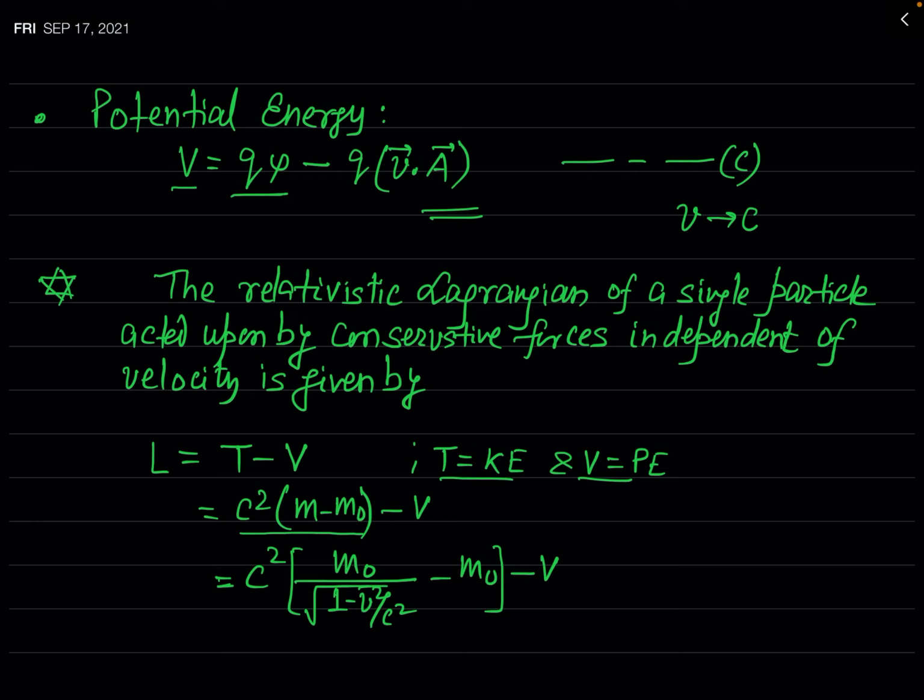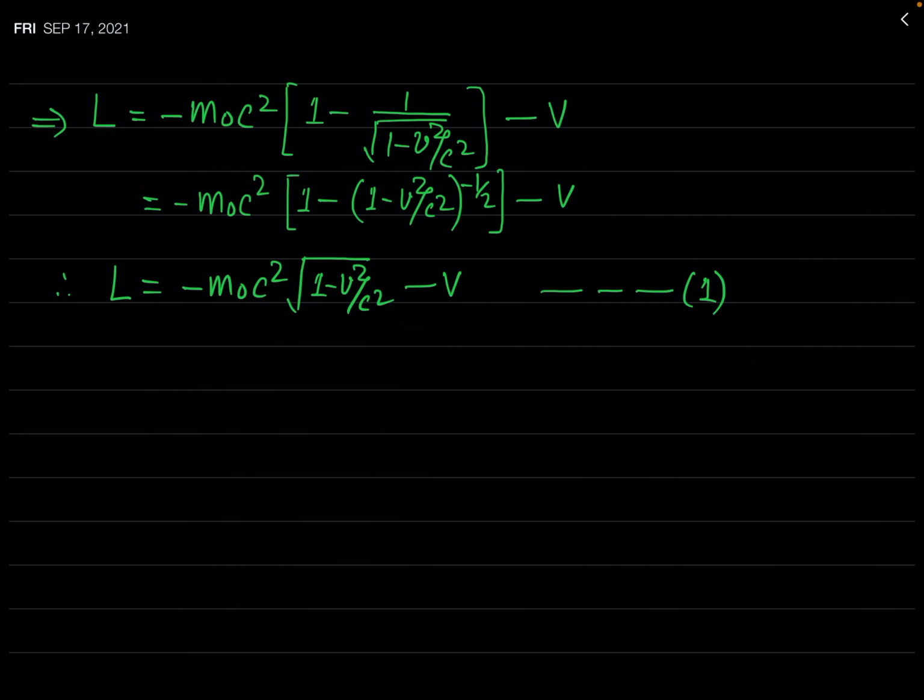Here m is the mass of the particle when it moves with velocity v. And you know from the formula of mass variation that this m is equal to m naught over the square root of 1 minus v squared by c squared. Now let us take minus m naught as a common factor. When you take minus m naught as a common factor, then L will be minus m naught c squared times (1 minus 1 over the square root of 1 minus v squared by c squared), minus V.